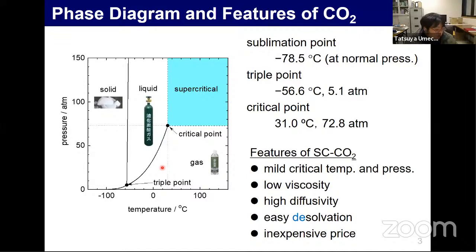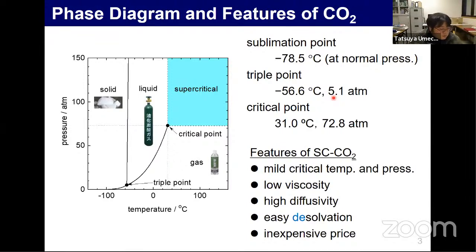At normal pressure, carbon dioxide has a sublimation point at minus 78.5 degrees C. At atmospheric pressure, carbon dioxide changes from solid state to gaseous state. We can never see liquid carbon dioxide in beakers or test tubes. The triple point of carbon dioxide is minus 56.6 degrees C and 5.1 atm. At higher pressure, liquid carbon dioxide appears.